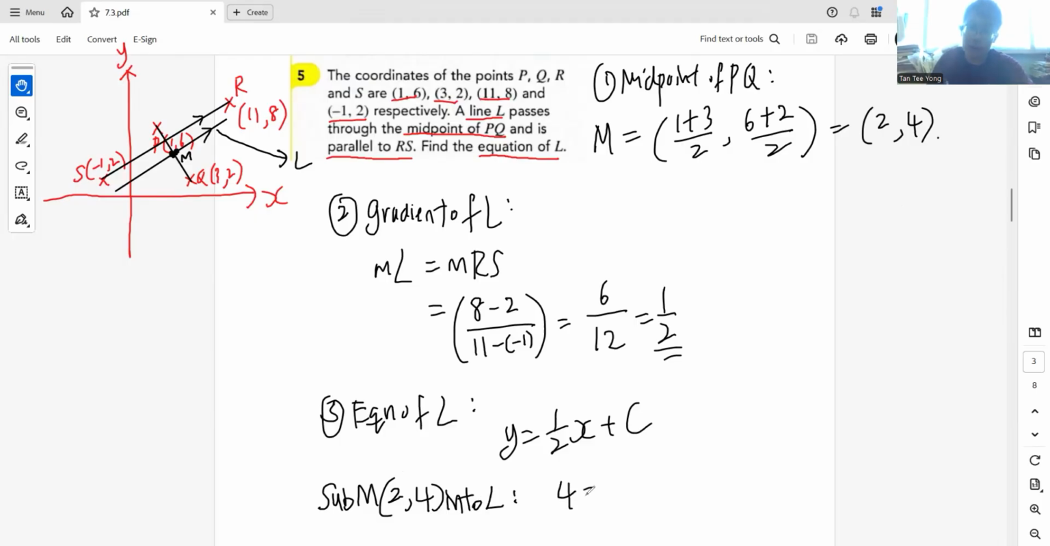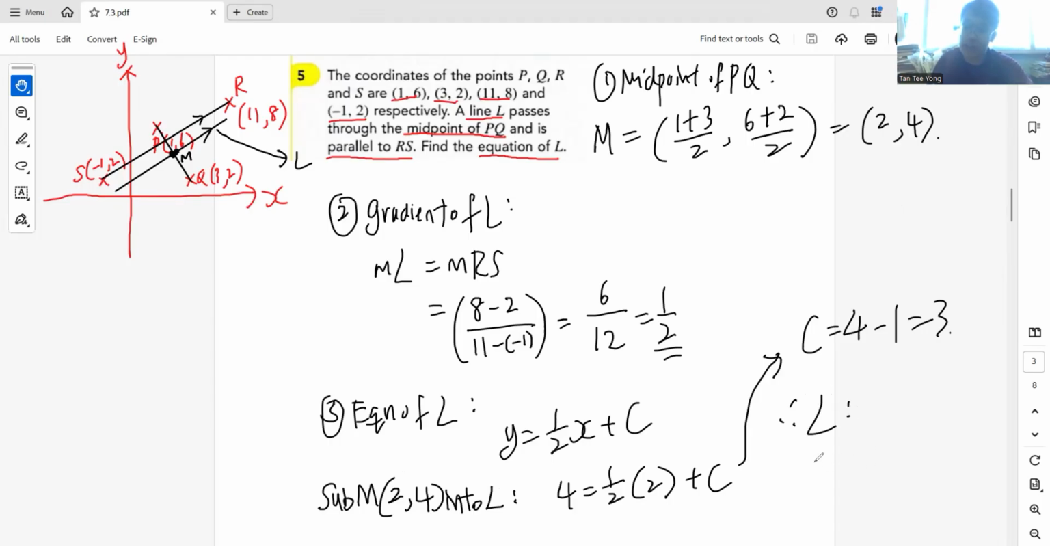So we have 4 equals to half times 2 plus c. All right, so my c is actually equals to 4 minus 1 equals to 3. So therefore, my L equation is y equals to half x plus 3. Okay, so this is my L equation.